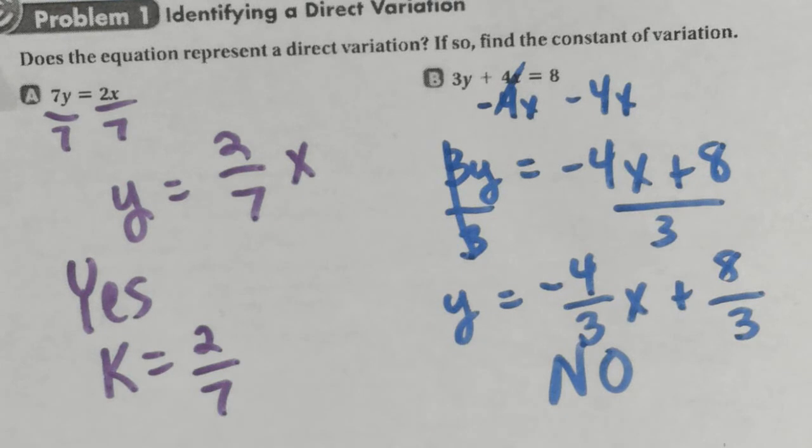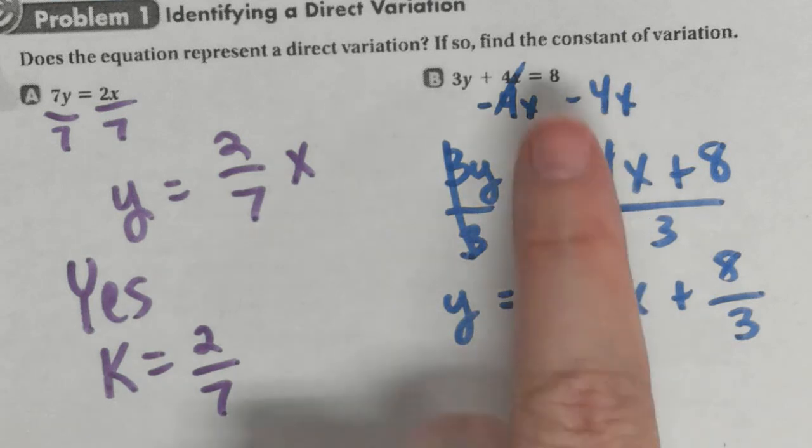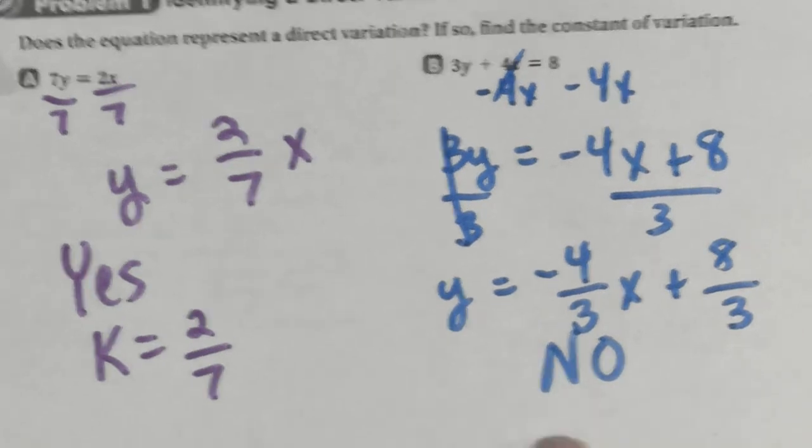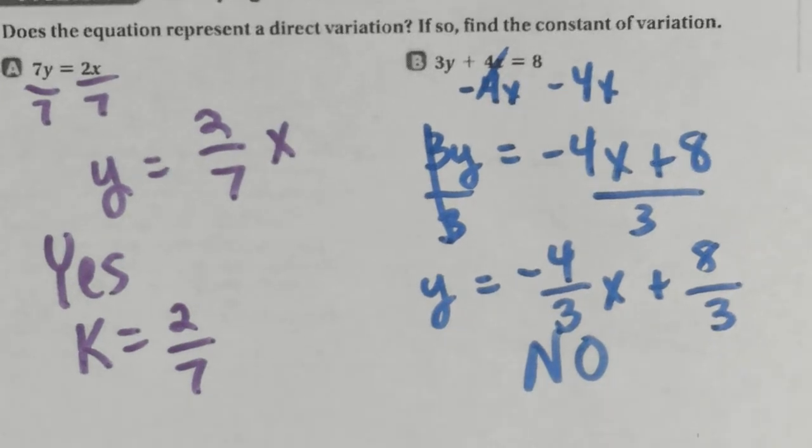So we put yes or no, like on all? Well, on this question it says, does the equation represent direct variation? So we said yes it does here, no it doesn't here. But it said if it did, find the constant of variation. So if we put yes, then we also identify what k is. But I don't need to identify what k is here because there isn't a k. There's an m, but k is only used when it's direct variation.